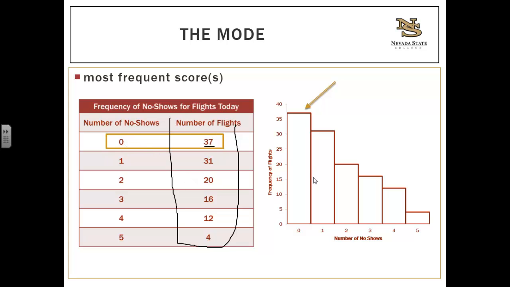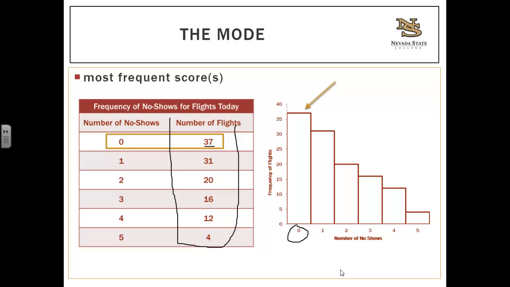Now you can also put your data into a frequency distribution graph, and that'll also tell you pretty quickly what the mode is. It's the tallest bar in a histogram or bar graph, the highest point in your distribution. Here, that identifies our mode of 0.